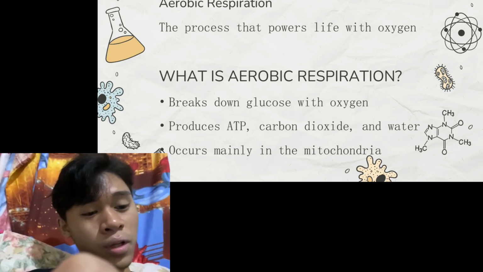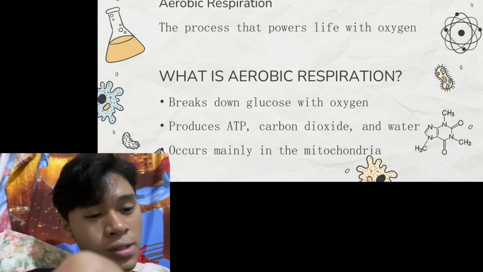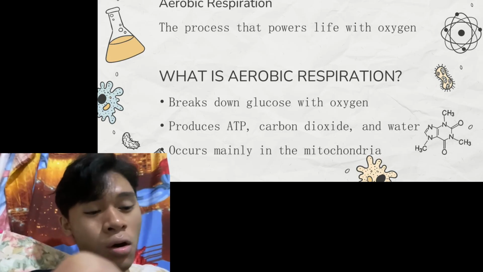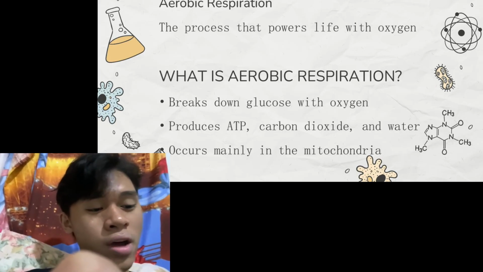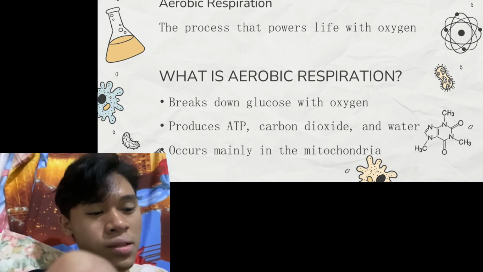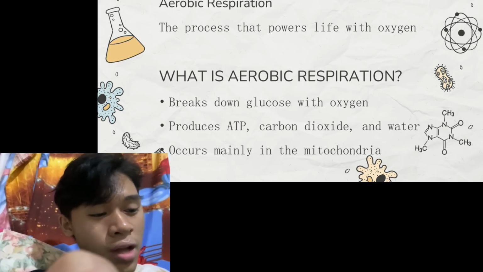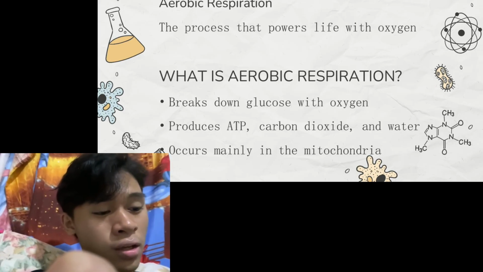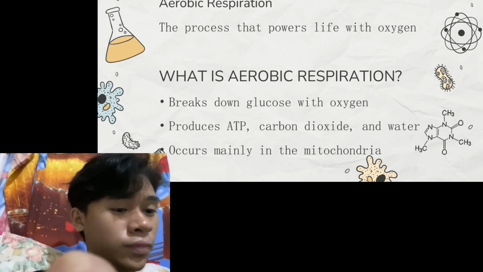And there is a simple equation: glucose plus oxygen equals carbon dioxide plus water plus energy, and that's ATP. It happens mostly in the mitochondria of cells and gives a lot of energy.